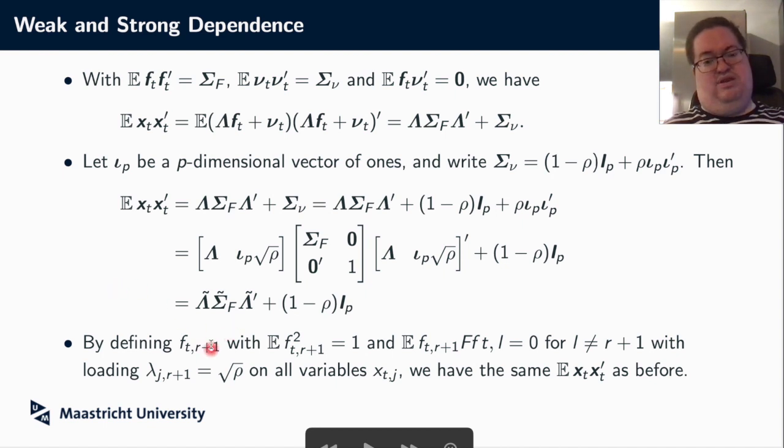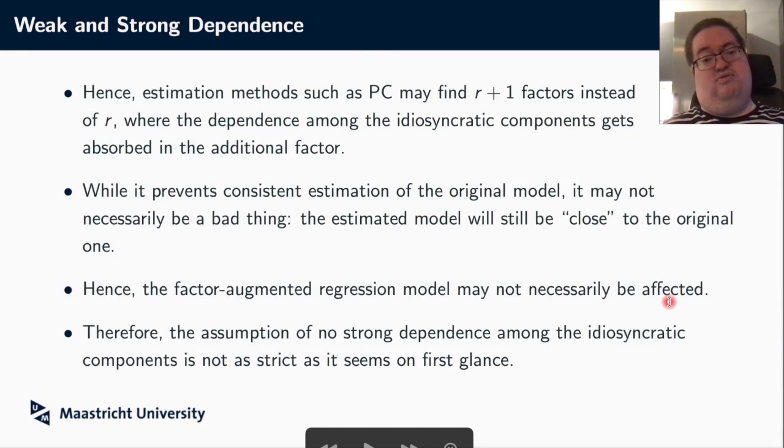So we can come up with an additional factor, which of course we don't really explicitly have as a factor, but this factor represents all the commonalities between your nu t, which satisfies these conditions, so it gives you this covariance matrix. Then this factor will in fact absorb the correlation between your idiosyncratic components that you had in your original model. So actually we've rewritten our factor model by including an additional factor.